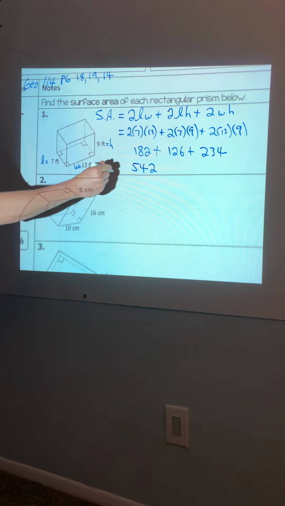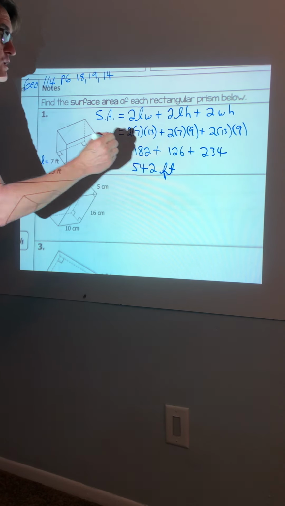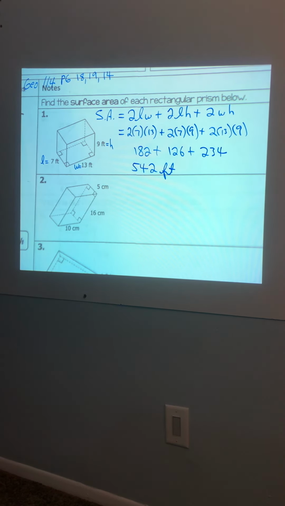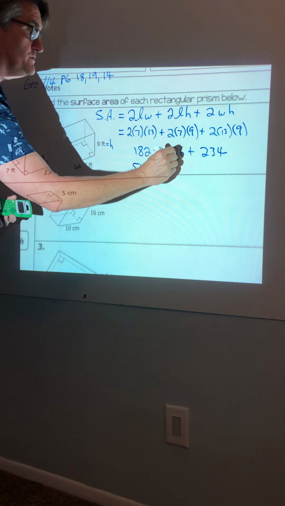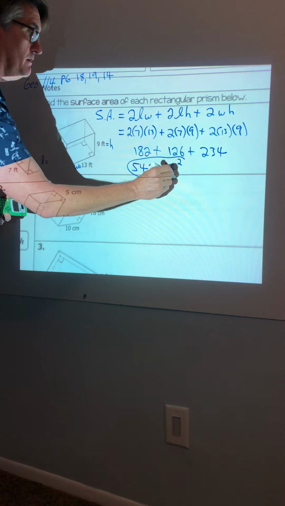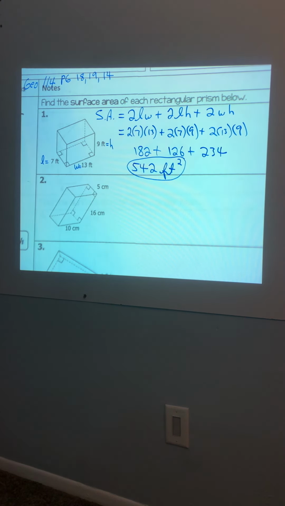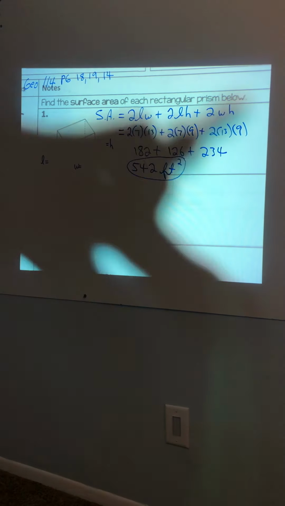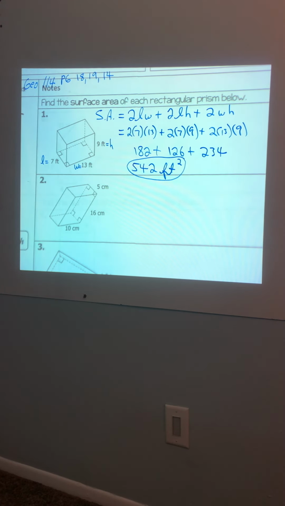Come back to the measurement, it was feet, okay? We're still doing area, because we're just spray painting the outside of it. So 542 feet squared is how you tell me its area. This is what we're doing. We're taking your rectangular prism and we're changing the color of it. How much paint does it take? That's a really important question, right?